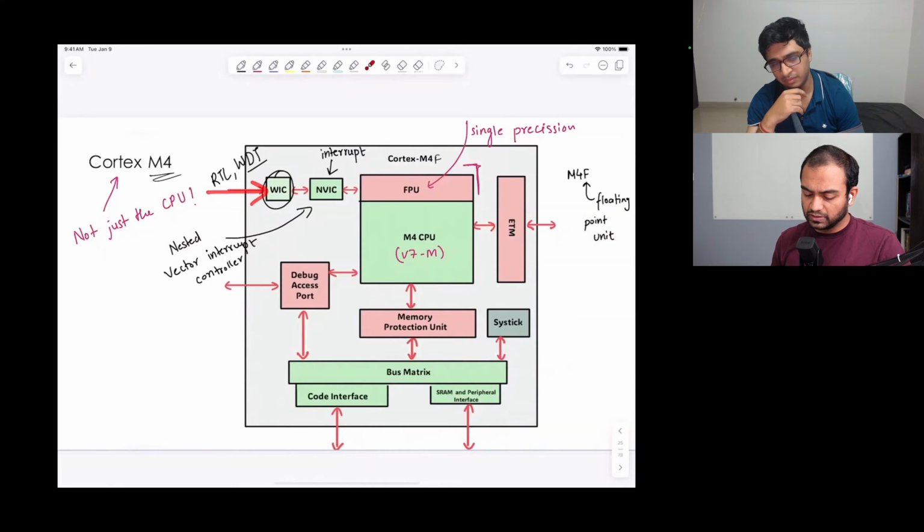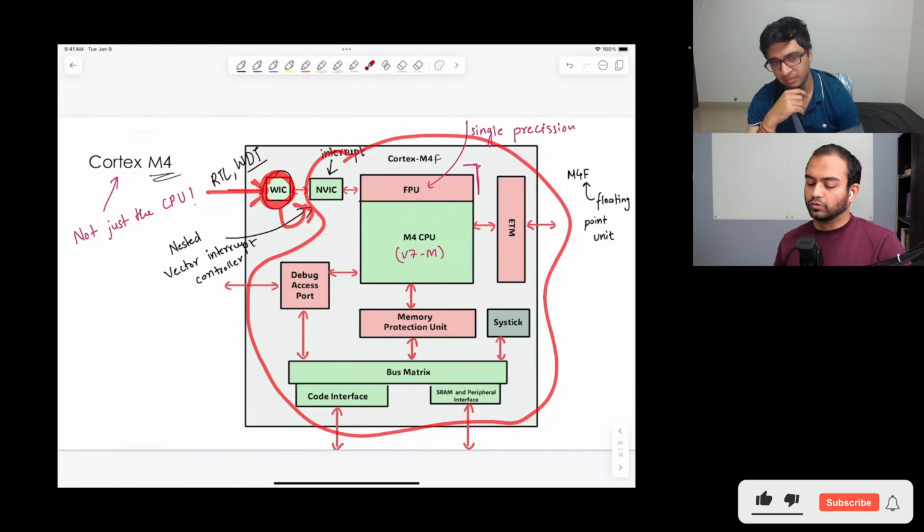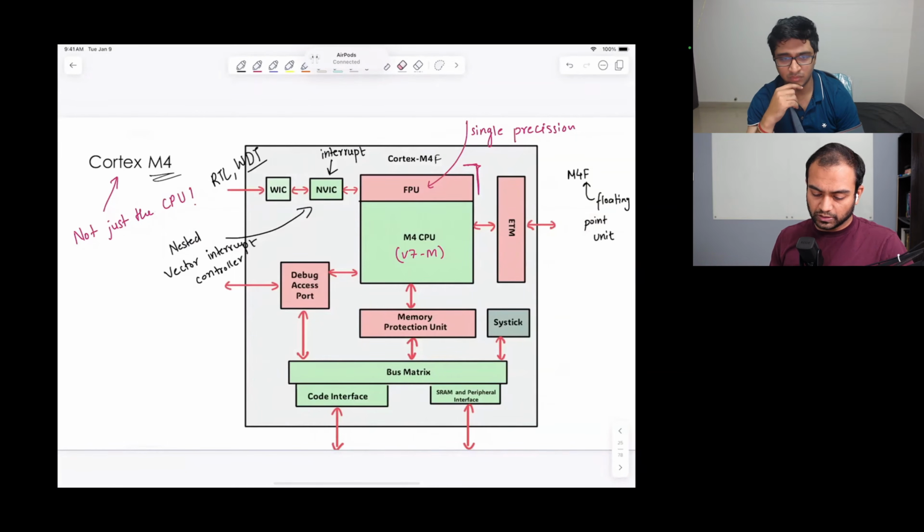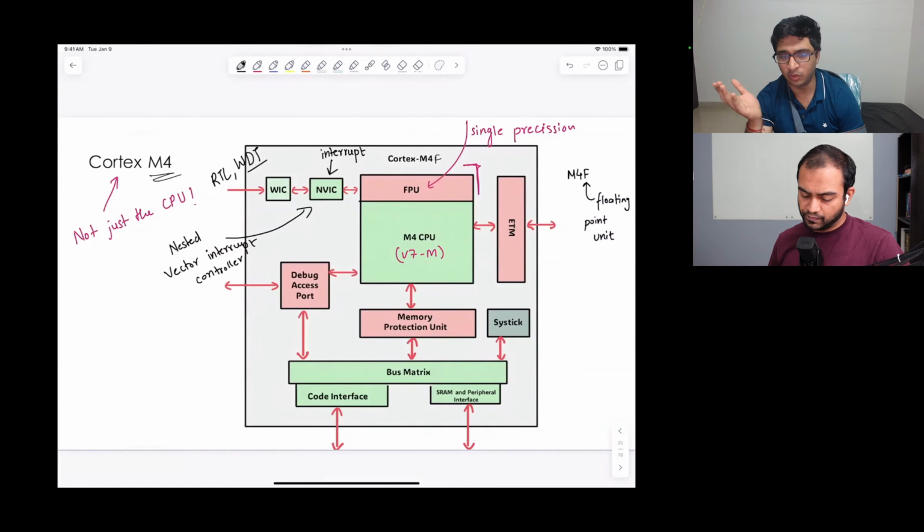Once an interrupt comes to the WIC, it will go ahead and wake up everything else. Yes, okay, fair. I think that is well understood now. Go ahead. What else? Except this, we have on the right something called an embedded trace macro cell.